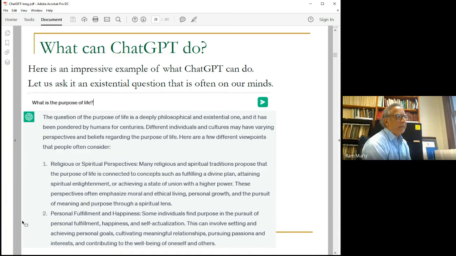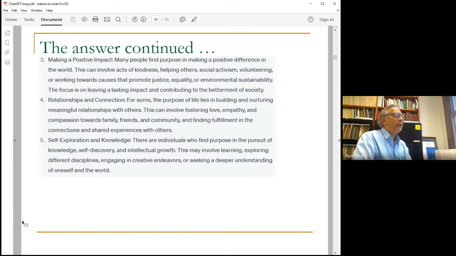Number two, personal fulfillment and happiness. Some individuals find purpose in the pursuit of personal fulfillment, happiness, and self-actualization. This can involve setting and achieving personal goals, cultivating meaningful relationships, pursuing passions and interests, and contributing to the well-being of oneself and others. The answer continued. Number three, making a positive impact. Many people find purpose in making a positive difference in the world. This can involve acts of kindness, helping others, social activism, volunteering, or working towards a cause that promotes justice, equality, or environmental sustainability. The focus is on leaving a lasting impact and contributing to the betterment of society.